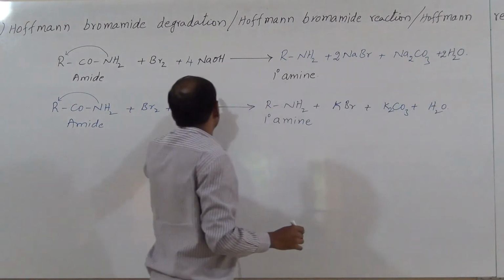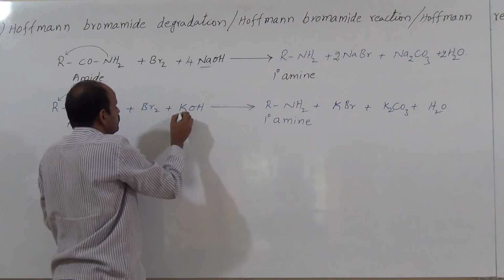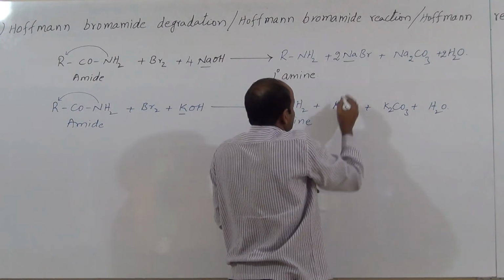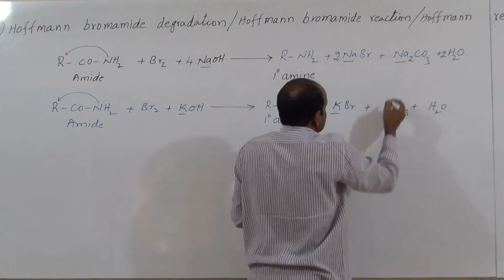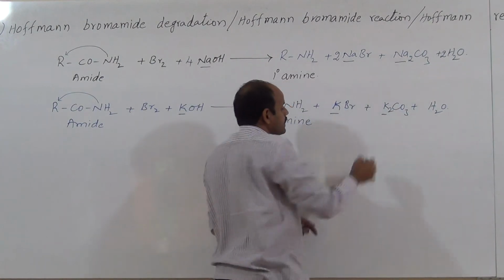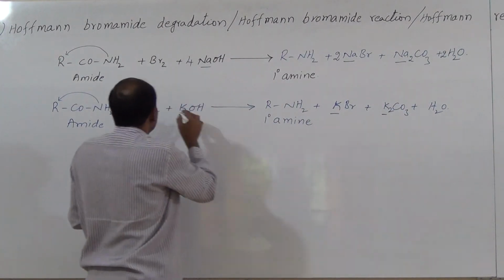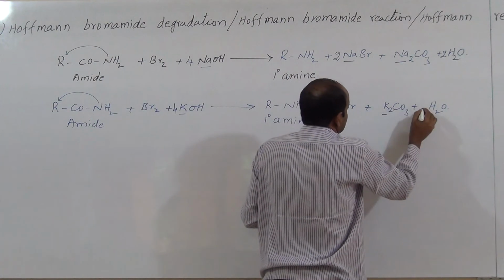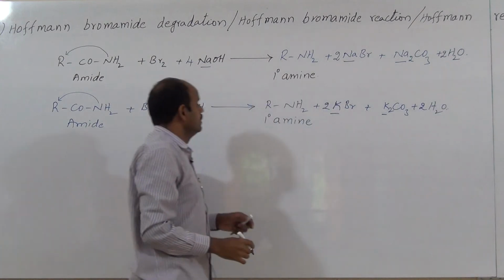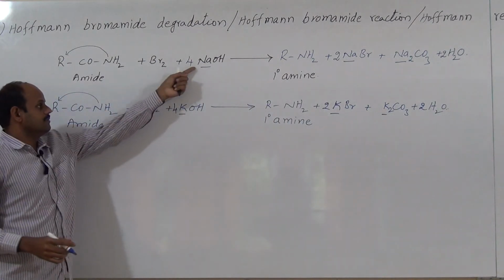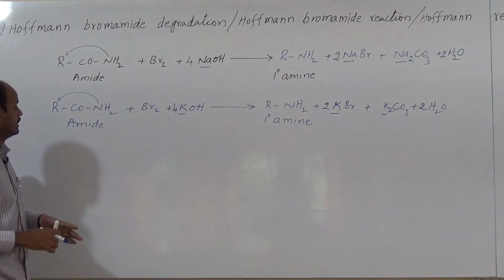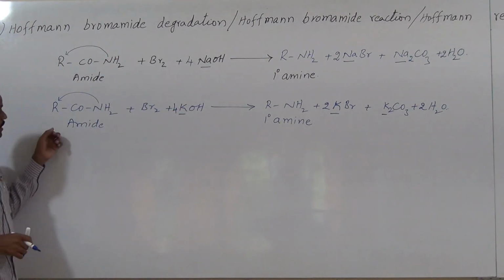Similar reaction only, but instead of Na we have taken potassium. In products also, instead of Na we get K, potassium. Here also instead of sodium we get potassium. Okay, remaining as it is, here 2, here 2. Both you can use, this one or this one. Okay, this reaction is called Hoffman bromide degradation reaction.